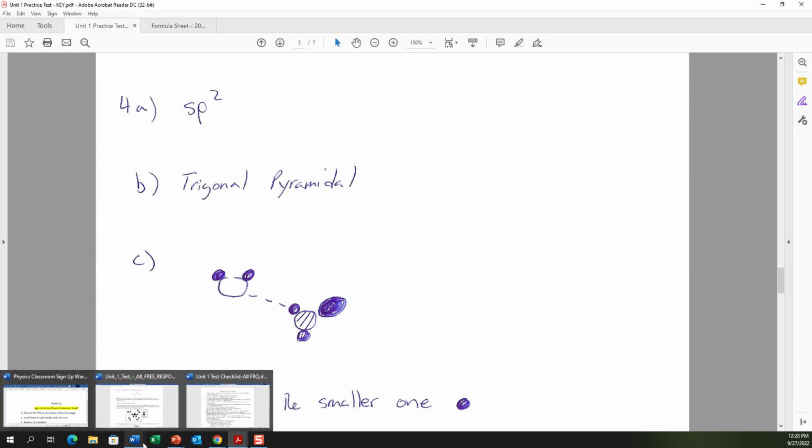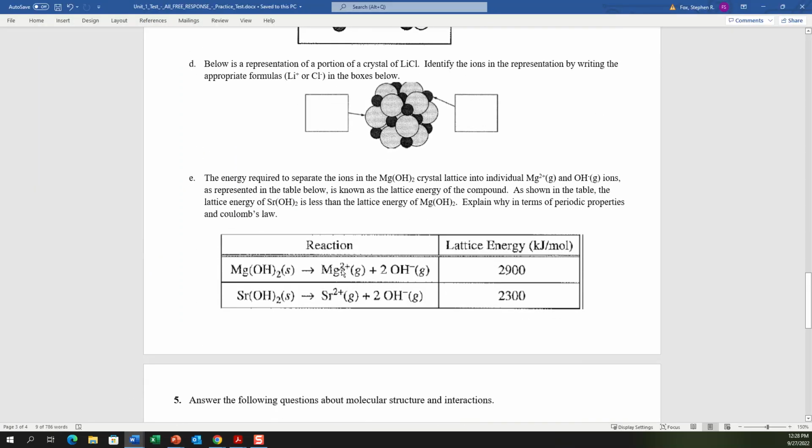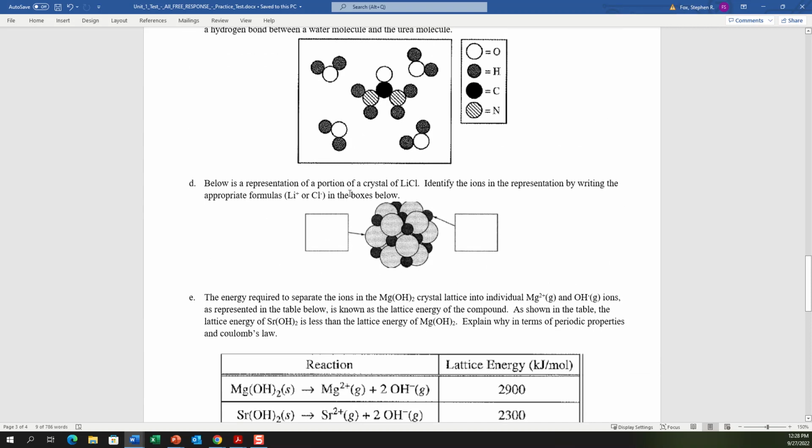All right. So we'll keep going. So here is kind of a representation of lithium chloride. It's just saying identify the big sphere, identify the small sphere. So the small sphere, the black one, would be lithium plus, because lithium plus is smaller than chloride 1 minus. And the way you should think about this is you should know that lithium 1 plus is smaller than helium, and chloride 1 minus is actually larger than argon. So you should know that lithium is the smaller ion. So you would write Li plus here, and you would write chloride 1 minus there.